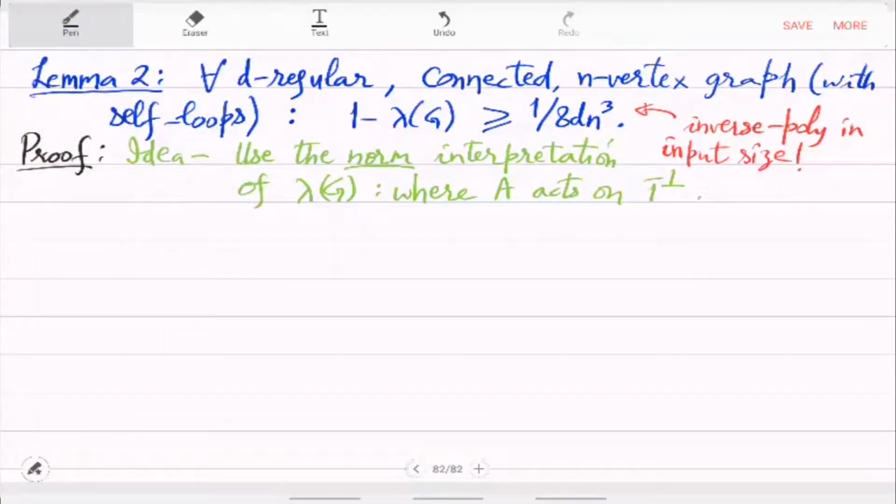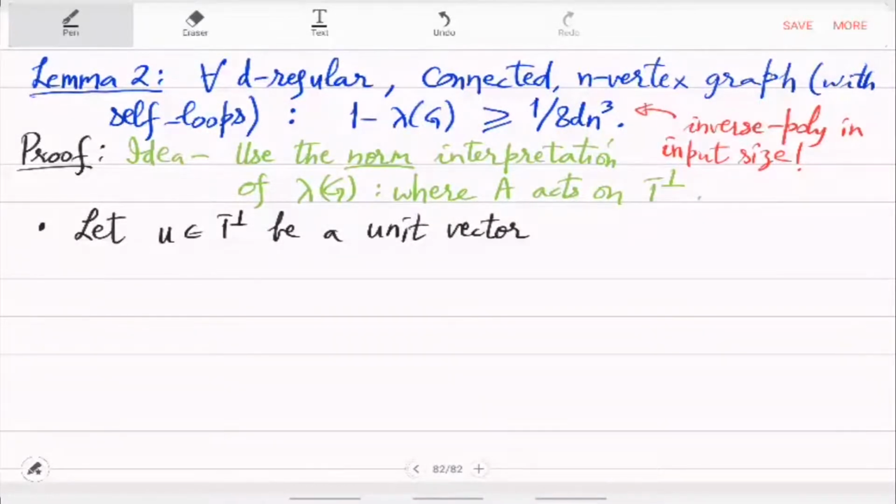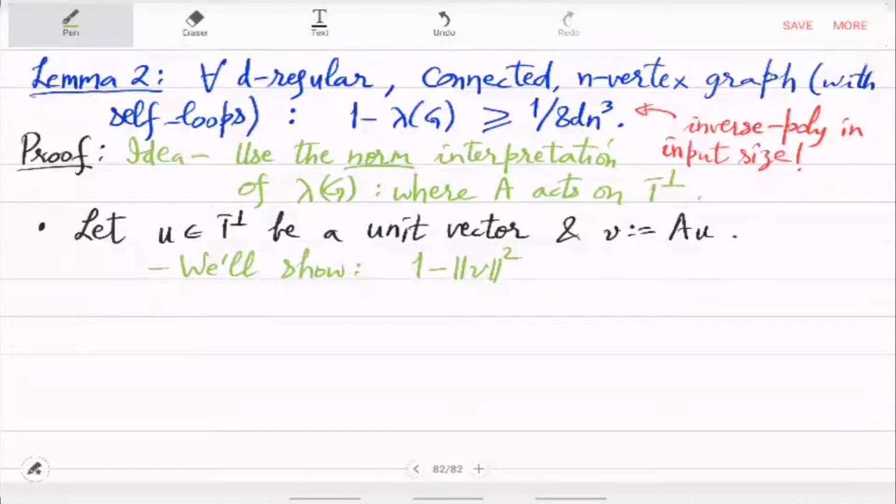So you can write, so let u in 1 bar orthogonal be a unit vector and v be the action of A on u, and then we will look at the stretch or the scaling that has happened when you went from u to v. So we will show that 1 minus square of v is large, and once you have shown this, you will get that, in other words, we are showing that v bar square is small.